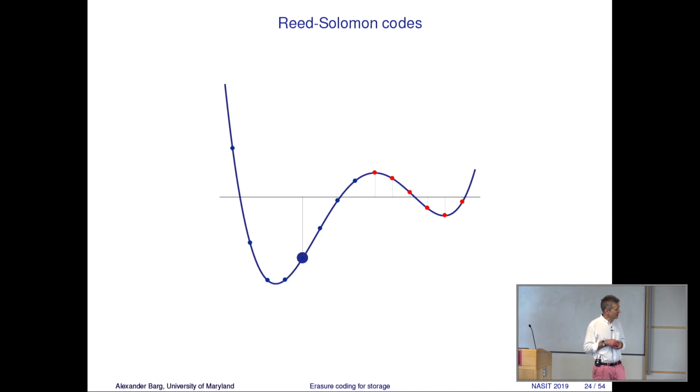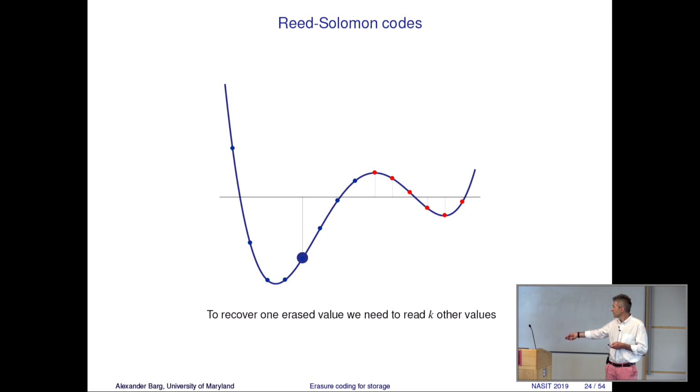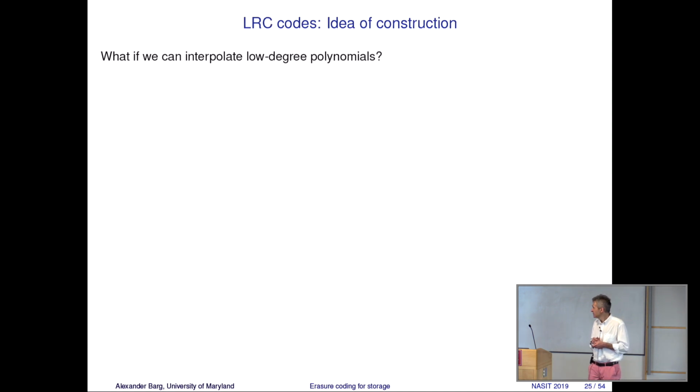So this is the Reed-Solomon codeword: the data symbols and the parity symbols. If one value is erased, if one node is erased, then we need to read k values of the encoding. And we want to read fewer. How do we do that?